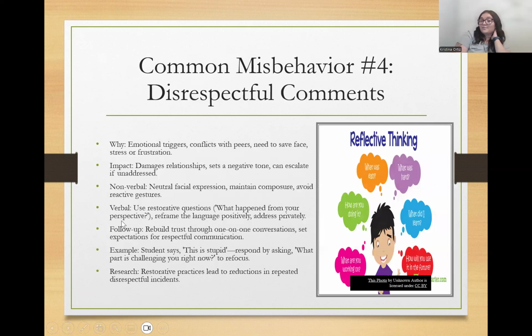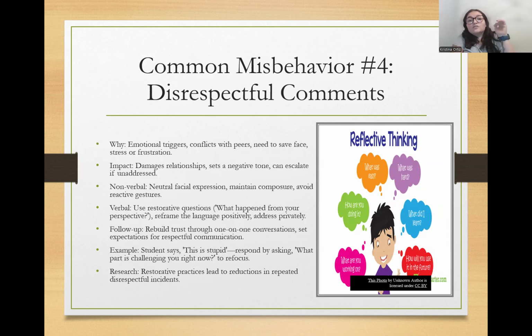Common misbehavior number four, disrespectful comments. And we see this a lot at the high school. So why do these students do this? Emotional triggers, conflict with peers, need to save face, stress or frustration. The impact is that it damages relationships, sets a negative tone, and can escalate if unaddressed. Nonverbal: neutral facial expression. You don't want to be laughing at these comments. Maintain composure, avoid reactive gestures.